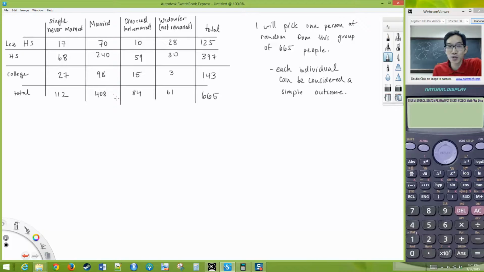Because we have two, what kind of variables? Numeric or categorical? What kind of variables do we have? We have two categorical variables, right? Two categorical variables. So this thing is called a two-way table. What are our two categorical variables? Education and marital status.